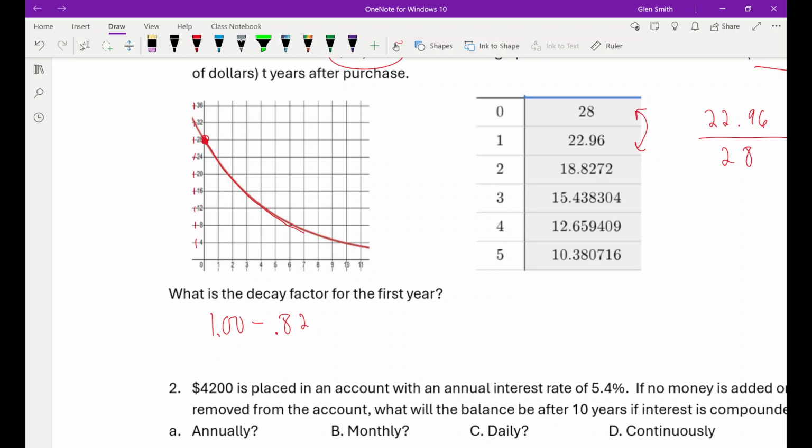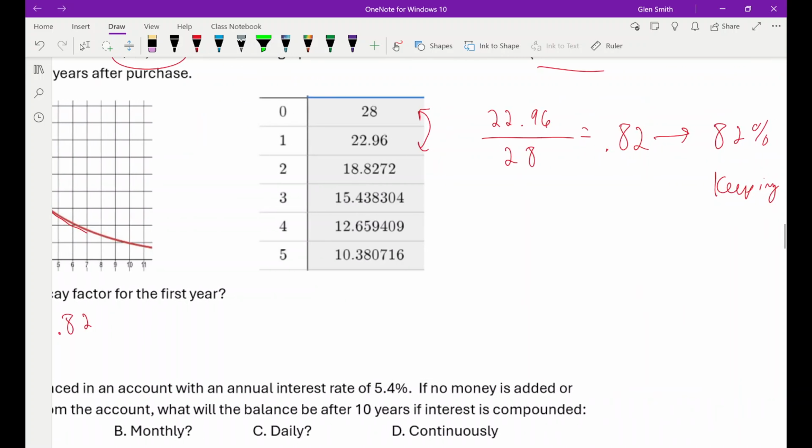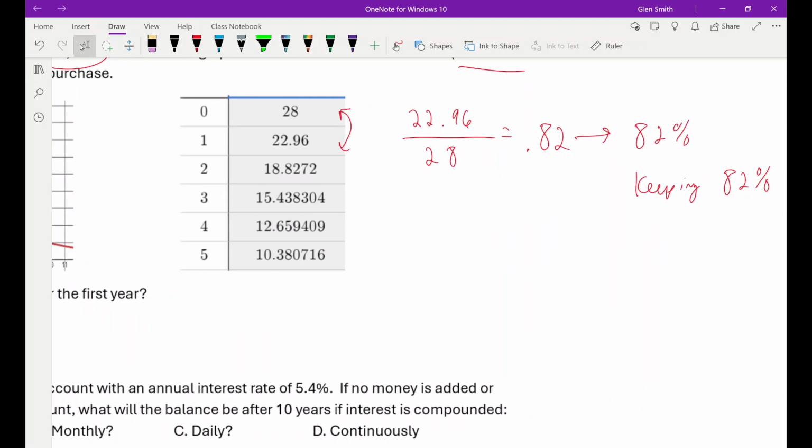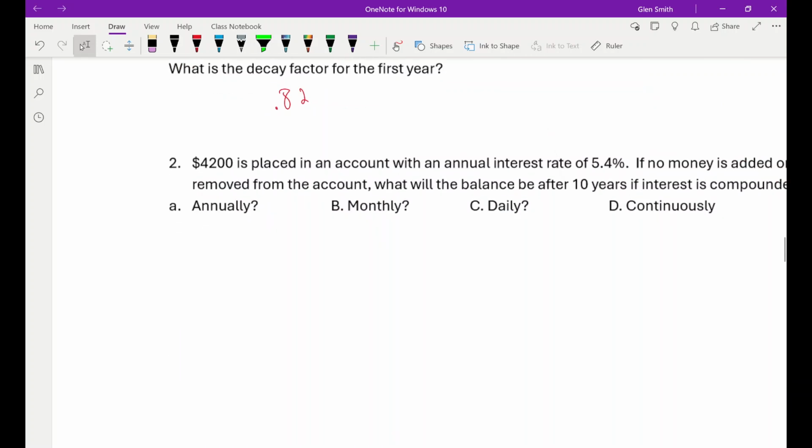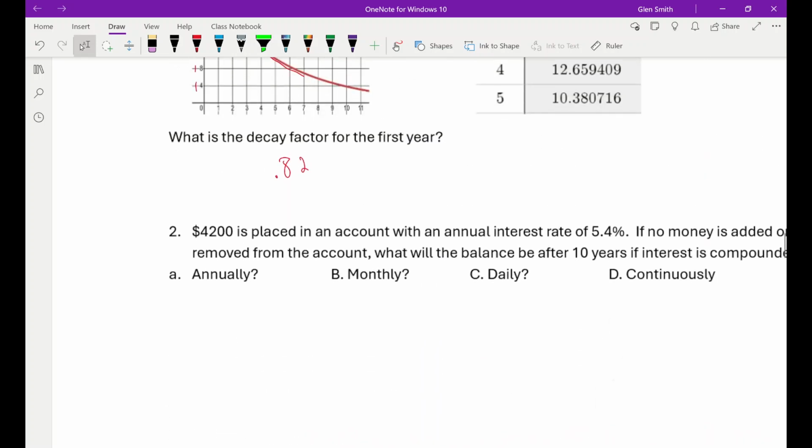Actually, I think I'm lying to you. I think it's just the 82. There we go. Sorry. We're losing 18%, but we're keeping 82%. So we'll say the decay factor is 0.82. Okay. Let's finish number 2 here.